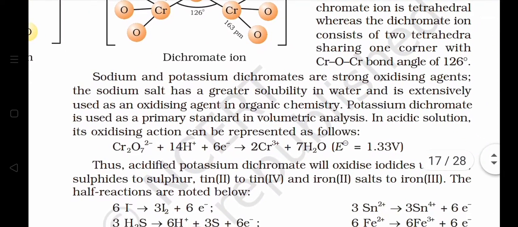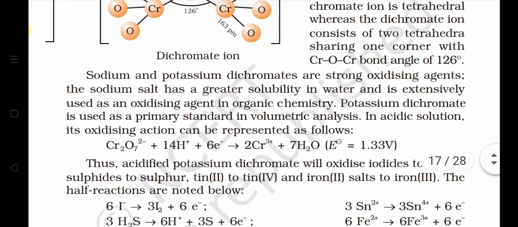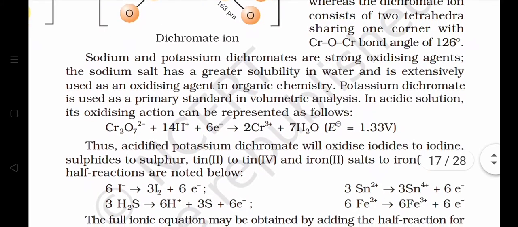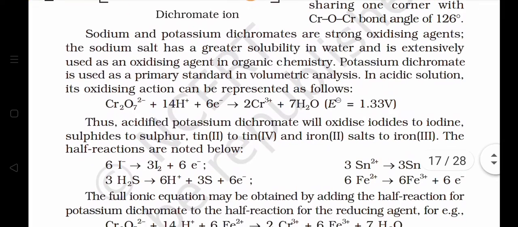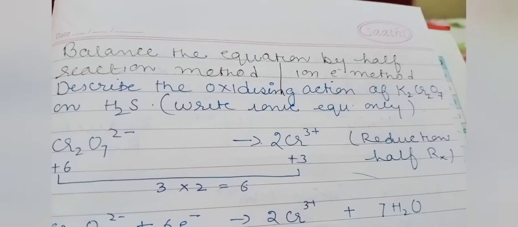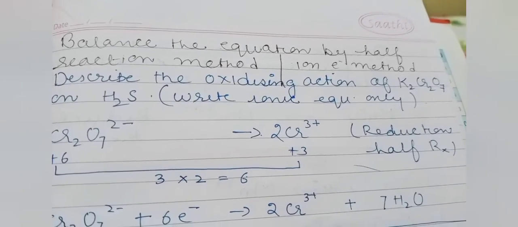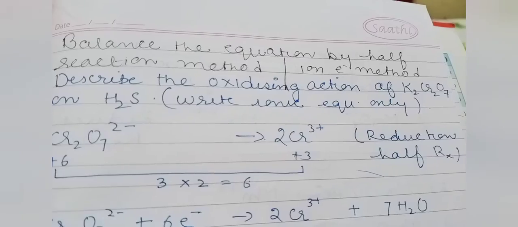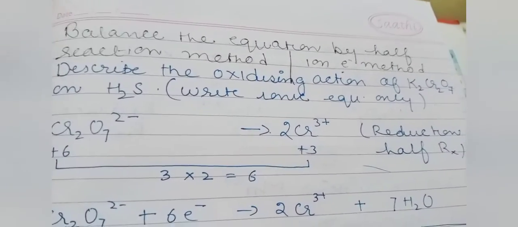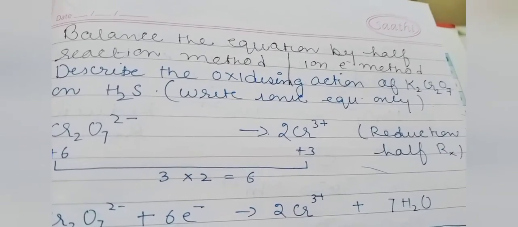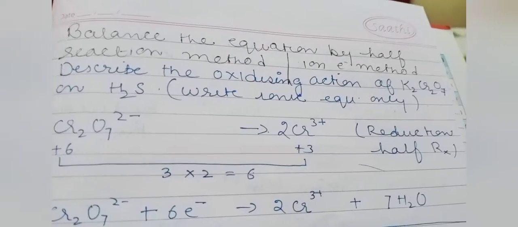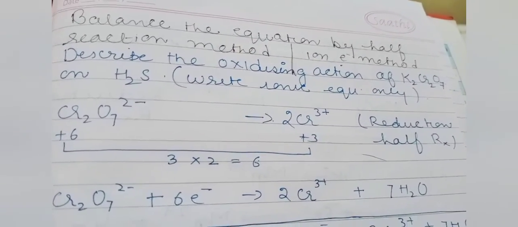Now some of the chemical properties of sodium and potassium dichromate. They are strong oxidizing agents, thus they are used in volumetric analysis. Good morning children. Today we will discuss or revise the method of balancing an equation by half reaction method or ion electron method. For this we will take the example of oxidizing action of potassium dichromate on H2S. We will balance it by writing the ionic equations only.